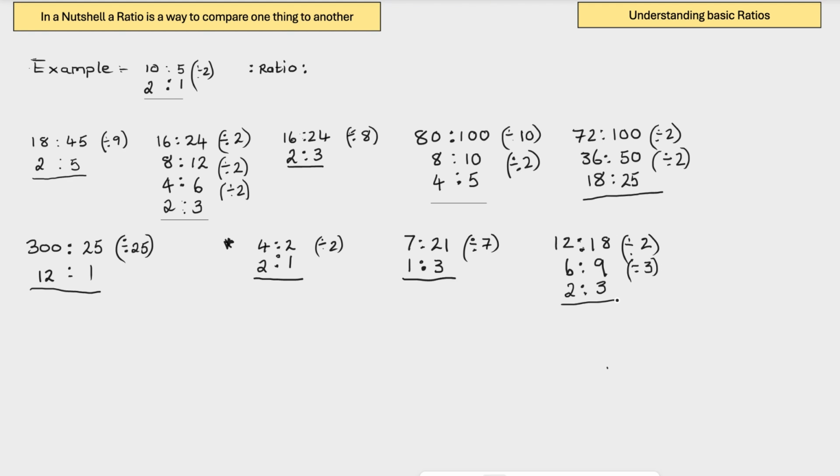Now, if you've understood that, I want you to try these next 3. If you haven't understood it, look at these first, and then go into those. Okay?